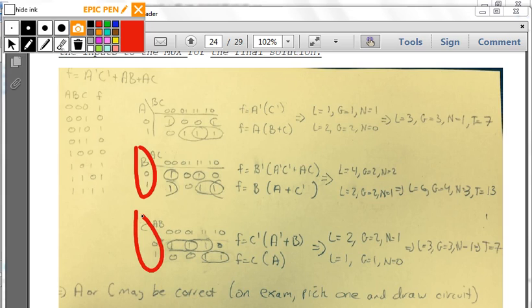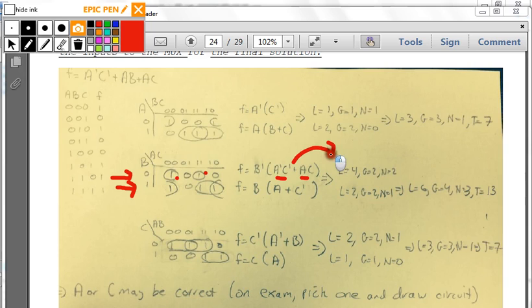And then based on that, you're going to figure out the function for each of these. So here, for B naught, we're going to have these. So it's going to be A naught C naught or AC, right? Now, you could do A or C naught, right? That's an equivalent function. And here, for B, it's 0, 0, 1, 1, and 1, 0. So this becomes A or C naught, right?